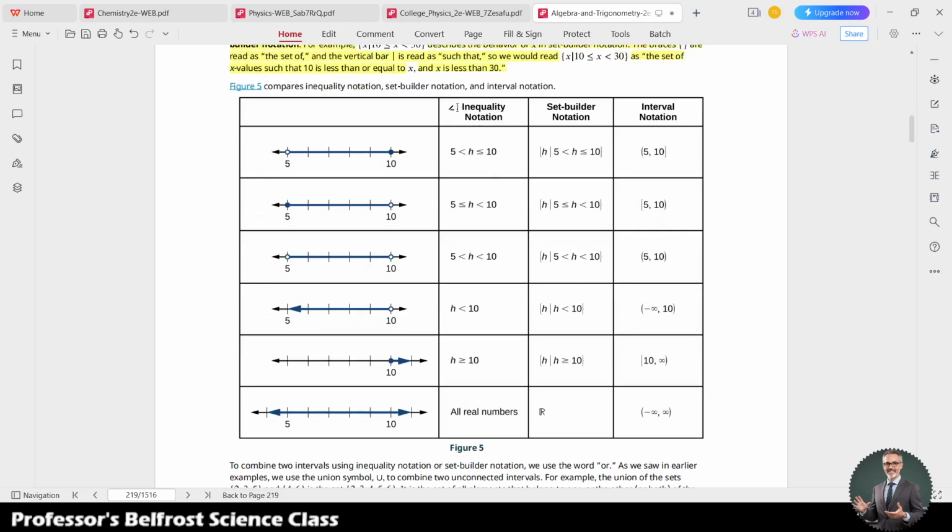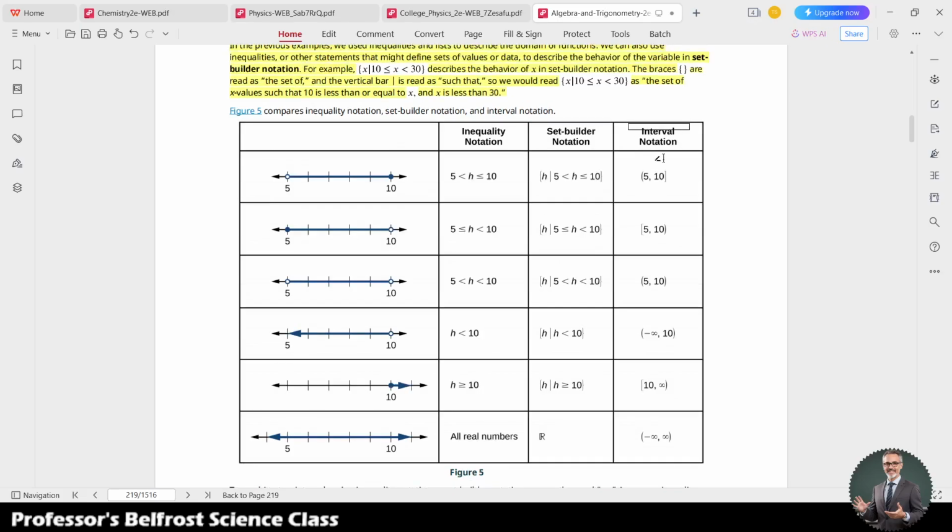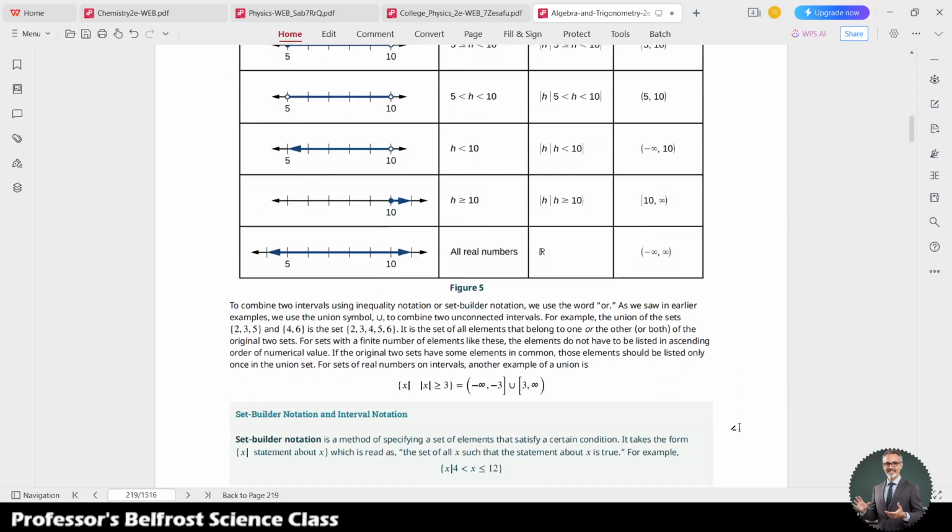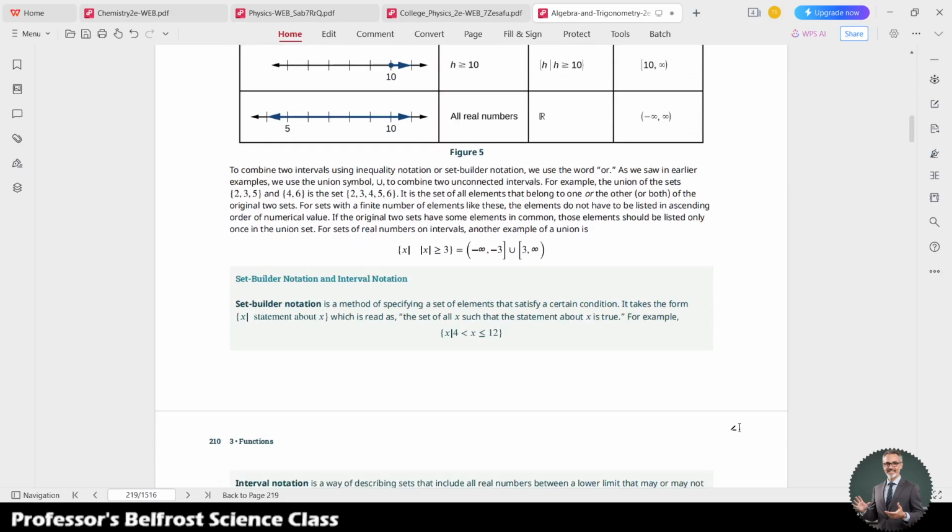So there are three types of ways to express a function's domain. We can write it using inequality notation, using set builder notation, and also using interval notation. As I pointed out here, it's very clear that we can combine two intervals using inequality notation or set builder notation or the use of OR. This is the symbol for OR, the union symbol.